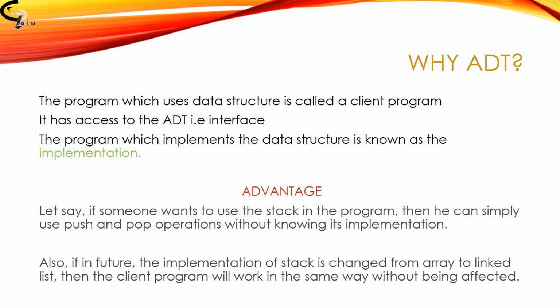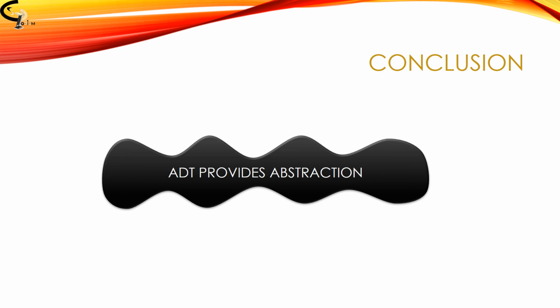Also, if in future the implementation of the stack is changed from an array to a linked list, let's say earlier the implementation of stack was using an array, but now it is changed from array to linked list, then the client program will work as it was working before. There won't be any effect on the client program. It will be working in a similar manner. Hence, we can conclude that ADT provides abstraction.